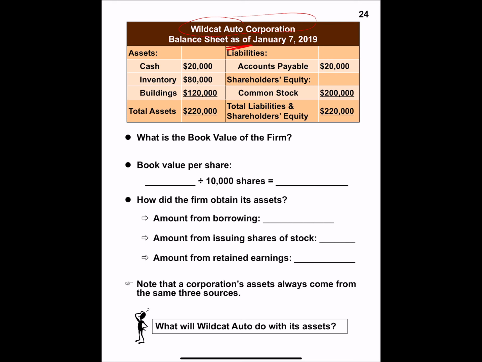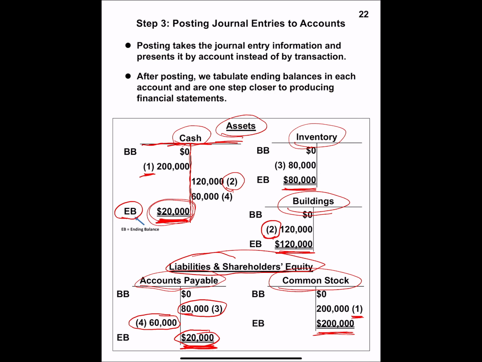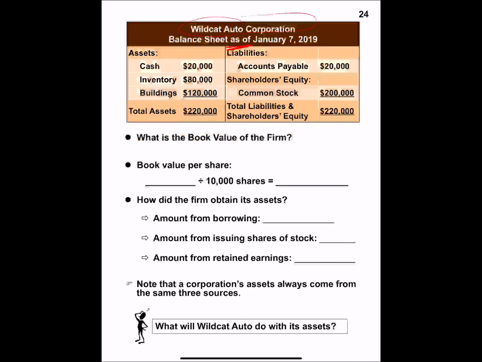Where are we getting these from? Again, these are all coming from our trial balance, or, if you want to think of it that way, from these T accounts. So you can find the numbers in a couple of places. There's your asset side. We add them all up and get our total assets.